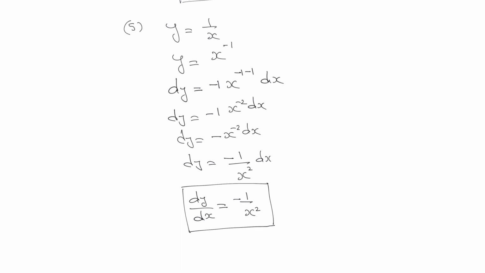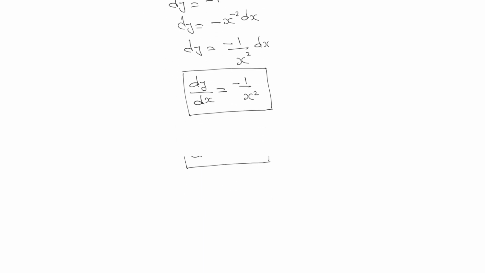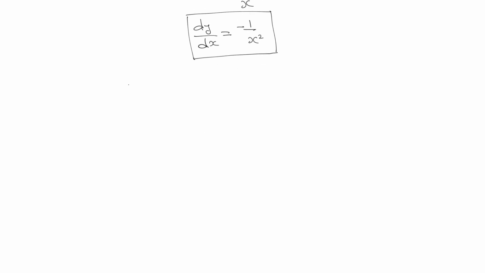So here also, just remember that first we need to write it in the form of y is equal to x raised to n. Then we can go for our normal equation, n into x raised to n minus 1. We'll take another example for better understanding. Let's say y is given as nothing but root x, and our aim is to find out the value of dy or the value of dy by dx.